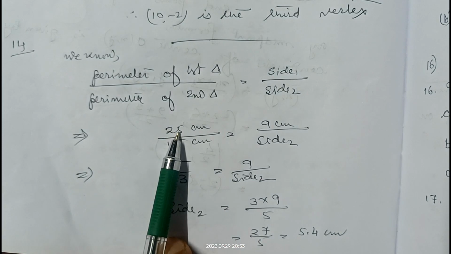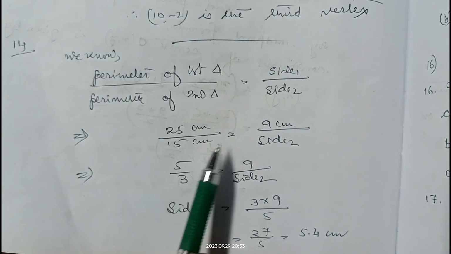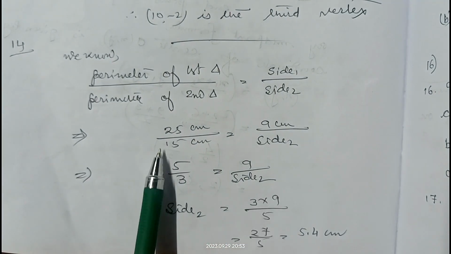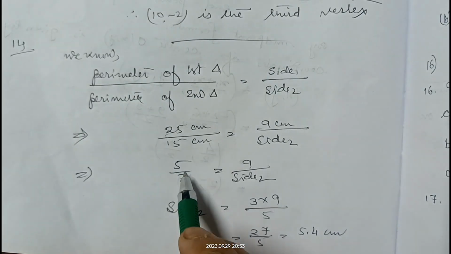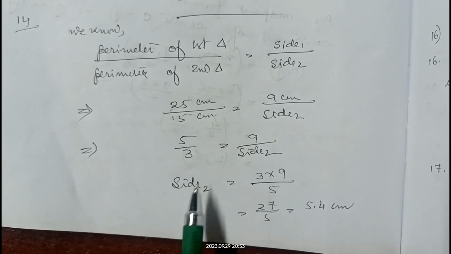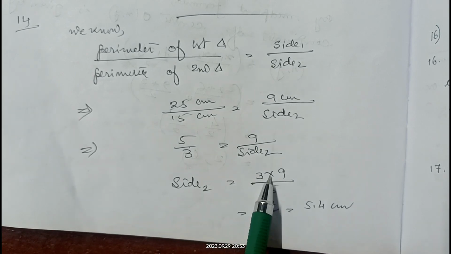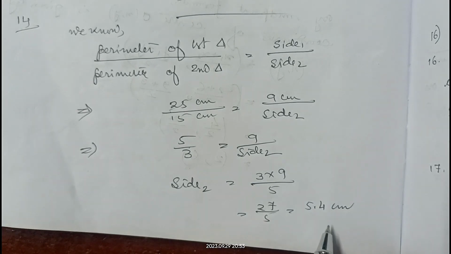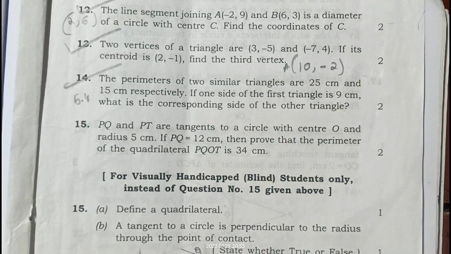The perimeter of the first triangle is 25. So 25 by 15 is 9 by side 2. If I cancel by 5, 5 5s are 25, 5 3s are 15, so 5 by 3 is 9 by side 2. So side 2 will be 3 into 9 divided by 5. 3 9s are 27 by 5, which will give 5.4. Therefore the corresponding side of the second triangle is 5.4 centimeter.